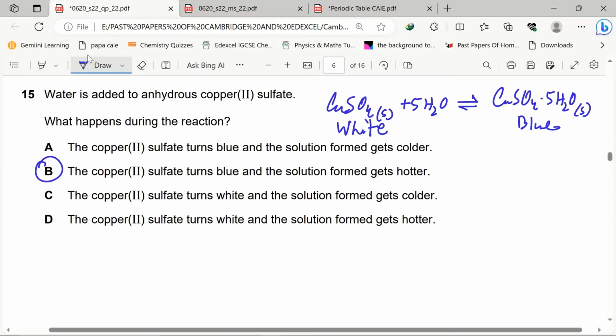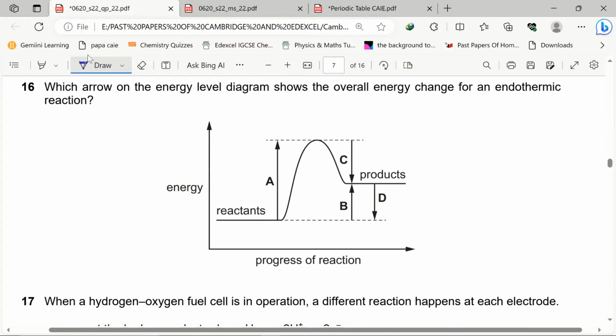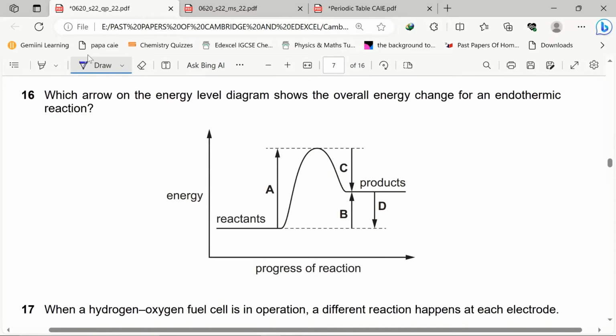It's not colder. So 15B is the correct answer. 16. Which arrow on the energy level diagram shows the overall energy change for an endothermic reaction?